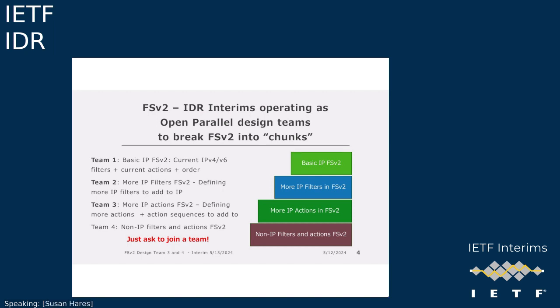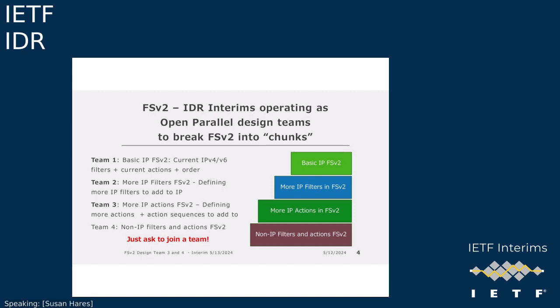But the implementers came back with, wow, that's a lot to chew on for the first time. So what I'm trying to do in these interims, as both the co-author of the FlowSpec V2 spec and as a chair, is respond to those implementers by breaking it up into manageable chunks so the implementers can eat. Why do we want the implementers to have easily worked on chunks? Because IDR requires two implementations to go to standard.